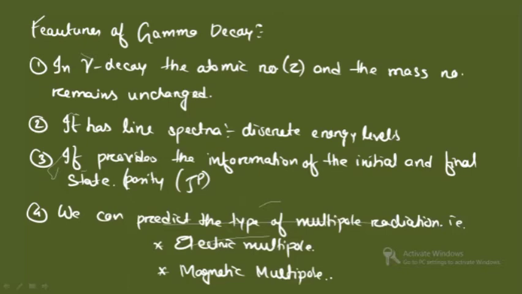The first one was that in gamma decay the atomic number and the mass number are not changed. The energy levels are discrete. That means it has line spectra. The third is that it is providing us the information of the initial as well as the final state spin parity, right? The fourth is that we can predict the type of multipole radiation. That is either an electric multipole or a magnetic multipole. So these are the features of gamma decay. Now next we will see that there are two types of multipole radiation.